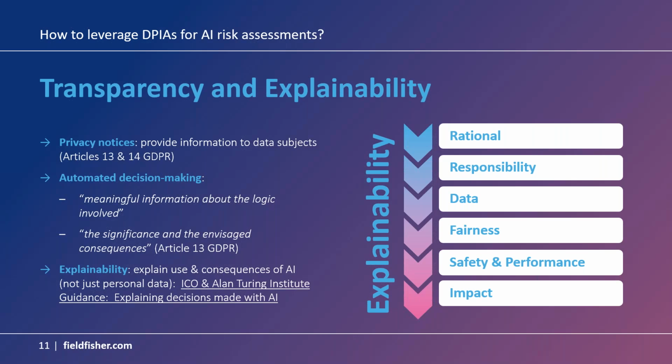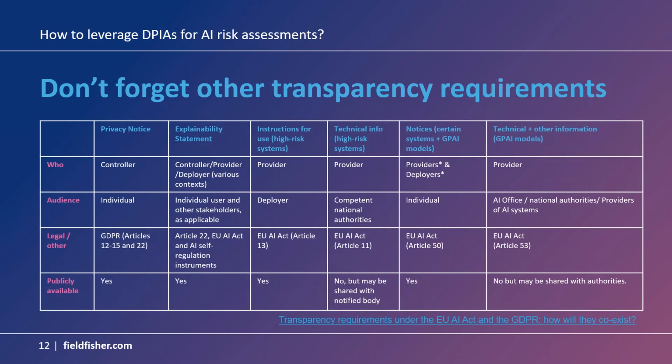So they are key concepts when looking at any AI system. And so they would be key concepts in the context of any DPIA that you're carrying out that involves the processing of personal data as part of that AI system or AI model. And of course, don't forget other transparency requirements. So I've mentioned the Alan Turing and ICO guidance. I've mentioned Article 13, but throughout the EU AI Act, in fact, there's a whole myriad of transparency requirements.